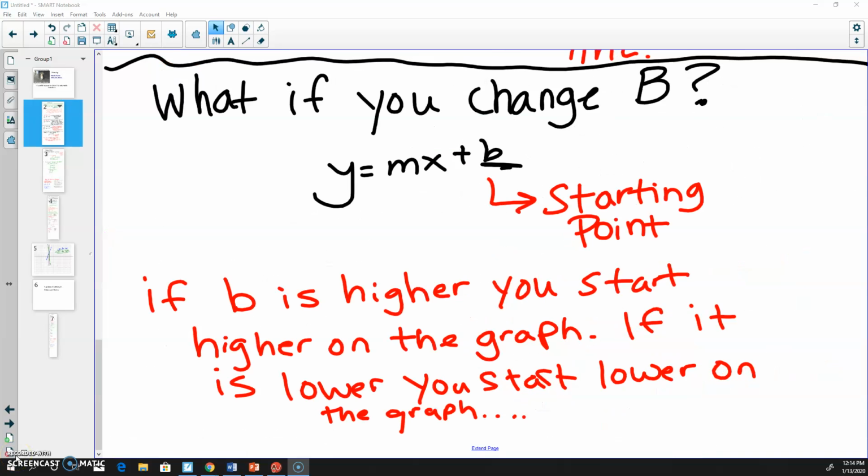So the next thing they say is, what if you change b or the y-intercept? The y-intercept is your starting point. If b is higher, then you start higher on the graph. If it's lower, then you start lower on the graph. And on your work, they're going to want you to say how many units higher or lower.